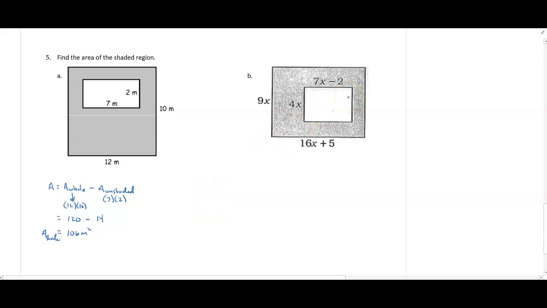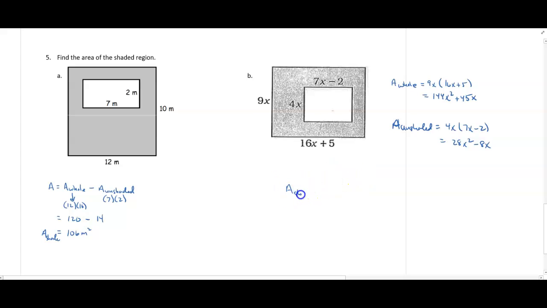But when we add variables to it, what would we get here? Well, let's do this. The area of the whole we know is going to be 9x times 16x plus 5, which is going to give us 16 times 9, 144x squared, plus 45x. The area of the unshaded would be 4x times 7x minus 2, which would give me 28x squared minus 8x.